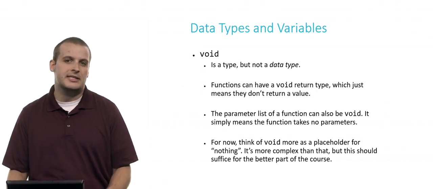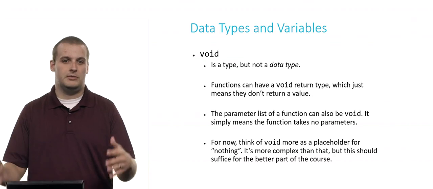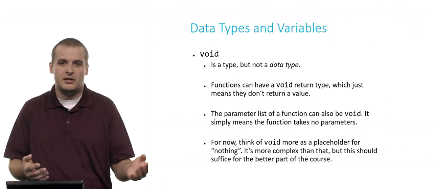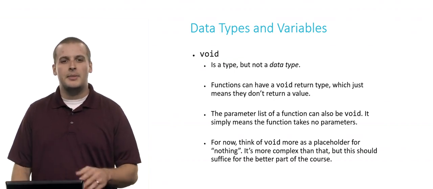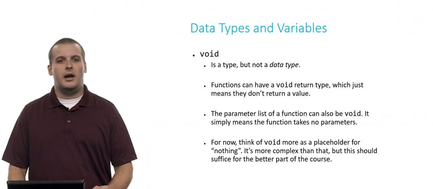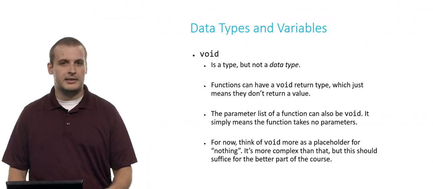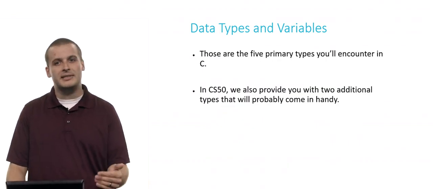So for now, suffice it to say that void basically should just serve as a placeholder for you, as thinking about it as nothing. It's not really doing anything. There's no return value here. There's no parameters here. It's void. It's a little more complex than that, but this should suffice for the better part of the course. And so hopefully now you have a little bit more of a concept of what void is. All right, so those are the 5 types that you'll encounter that are built into C.